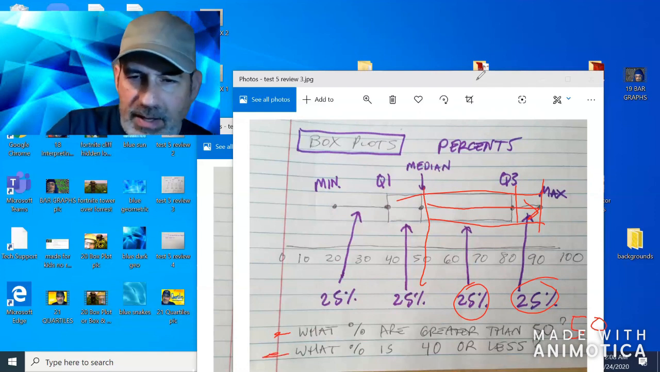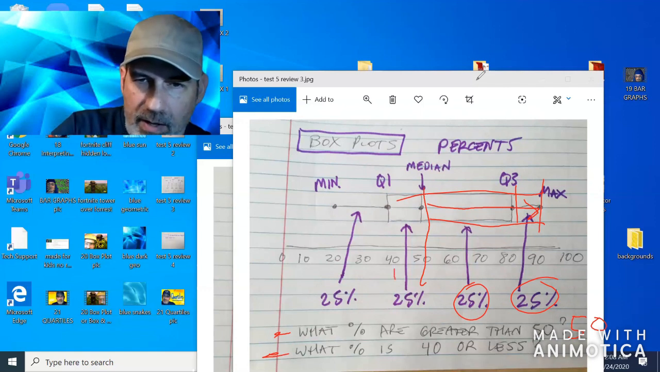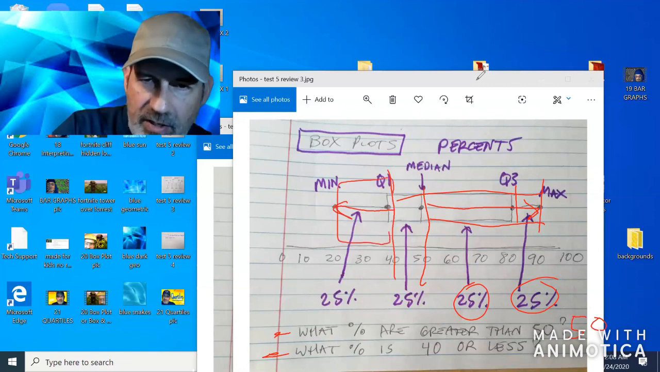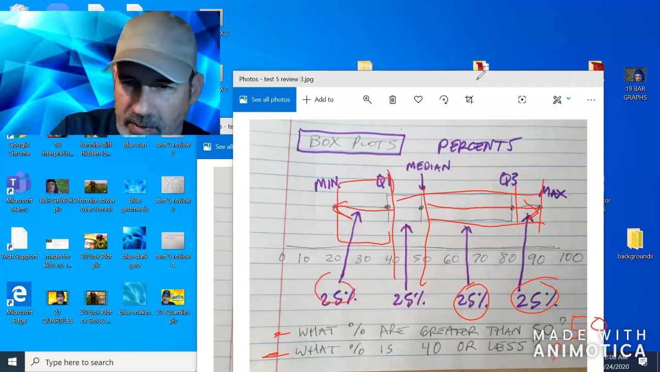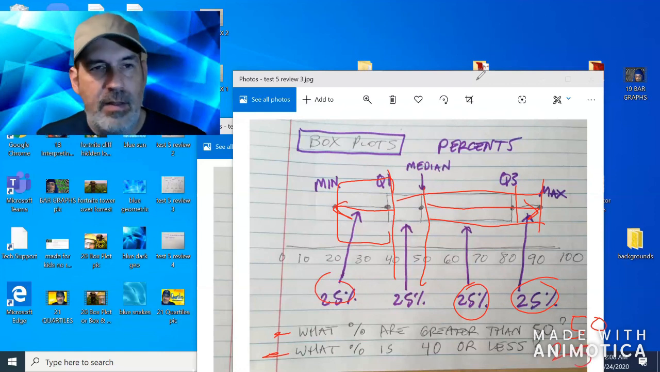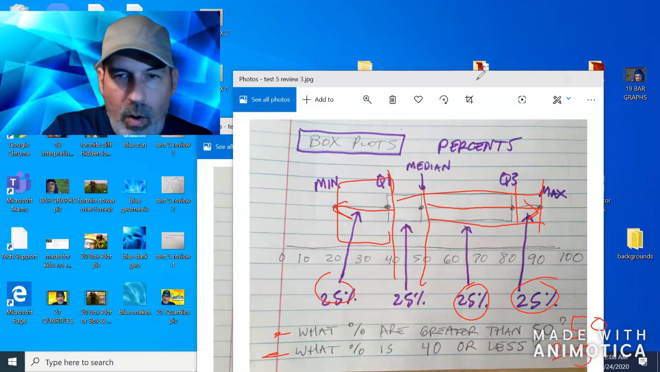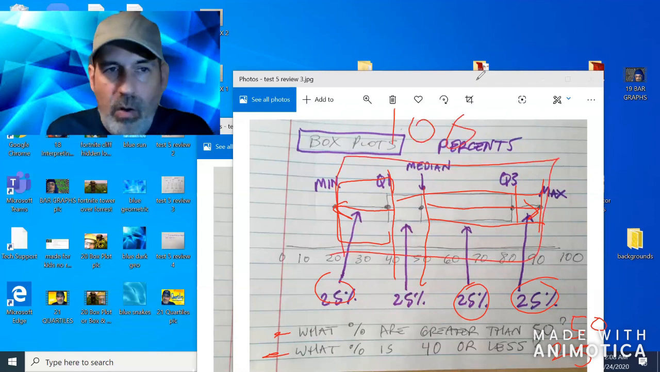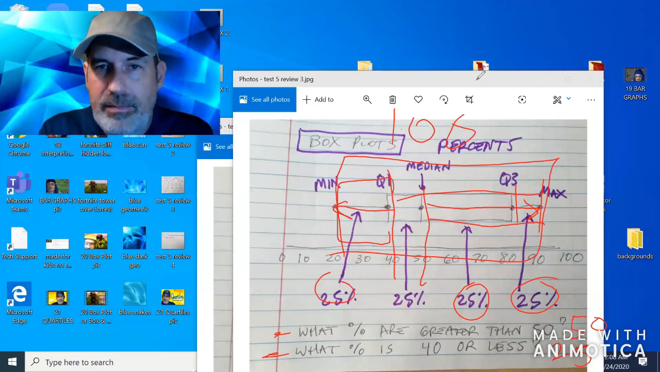What percent is 40 or less? So I come here to 40, and it's 40 or less. So it's only this one section. It's not counting this section here. So it's just 25%, okay? You understand the percents? The whole thing is 100%, right? The whole thing, 100%. All right, I think you're good.